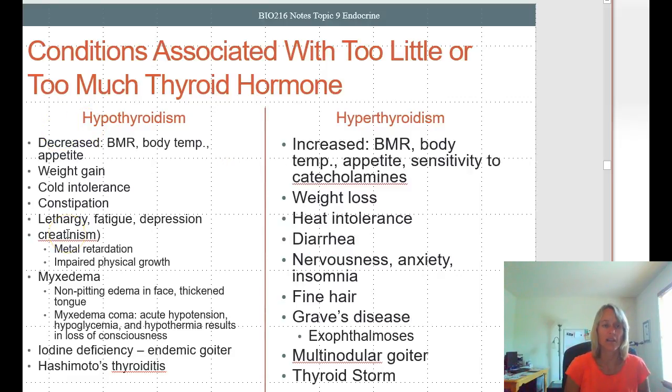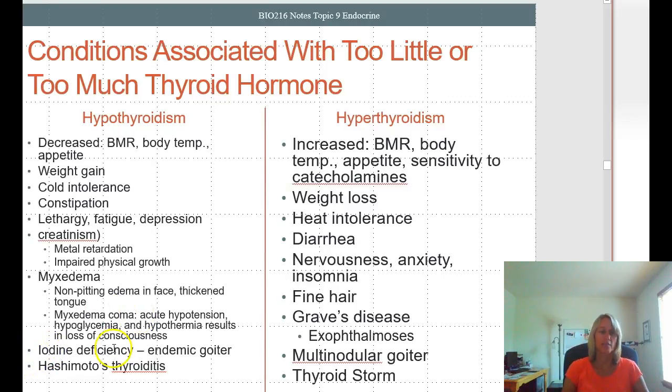Hypothyroidism causes lethargy, fatigue, depression. Hyperthyroidism causes nervousness, anxiety, insomnia. And then some conditions that are associated with hypothyroidism can include cretinism, and this is untreated congenital hypothyroidism, and that can result in mental retardation and impaired physical growth. Myxedema, that's the non-pitting edema in the face and thickened tongue. You can also have the myxedema coma.